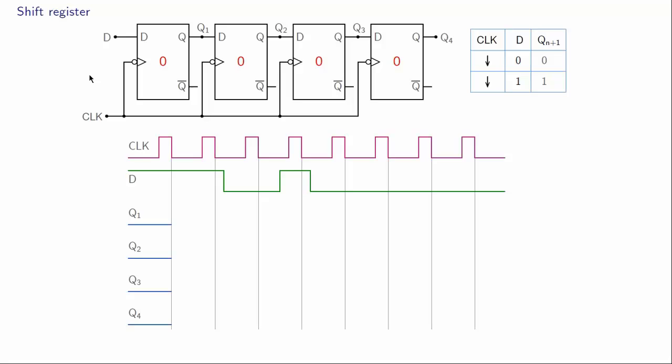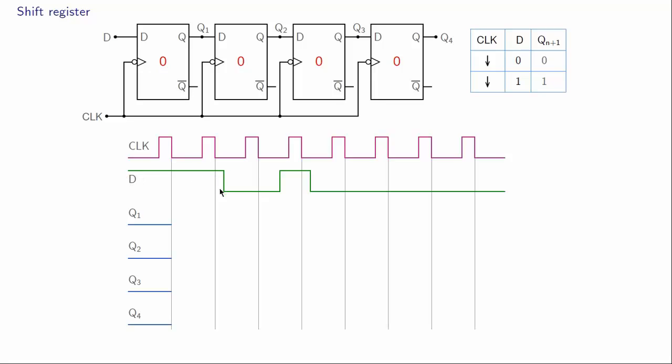Let us now look at a shift register which can be made up with D flip-flops. In this example we have 4 of them. The output of the first flip-flop is called Q1, the second Q2, then Q3 and then Q4. The clock is common to all of them and that is shown over here.